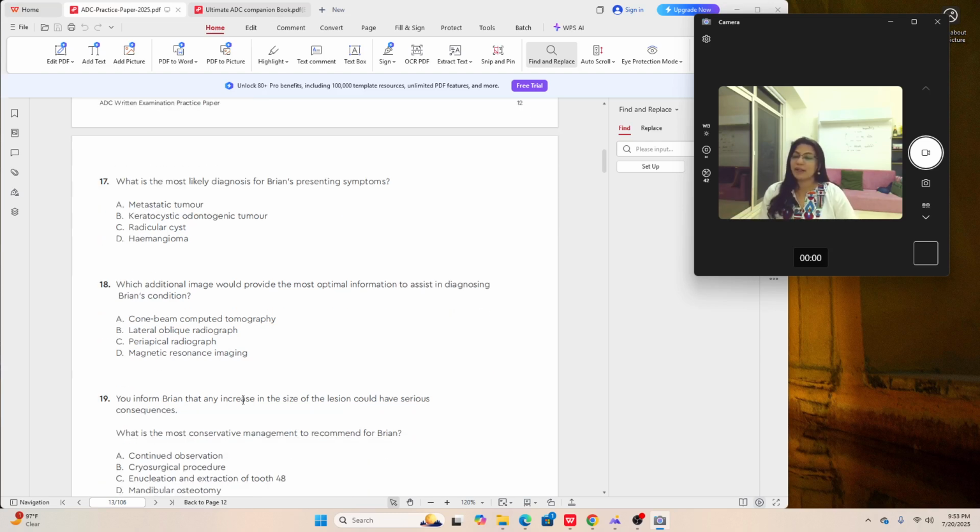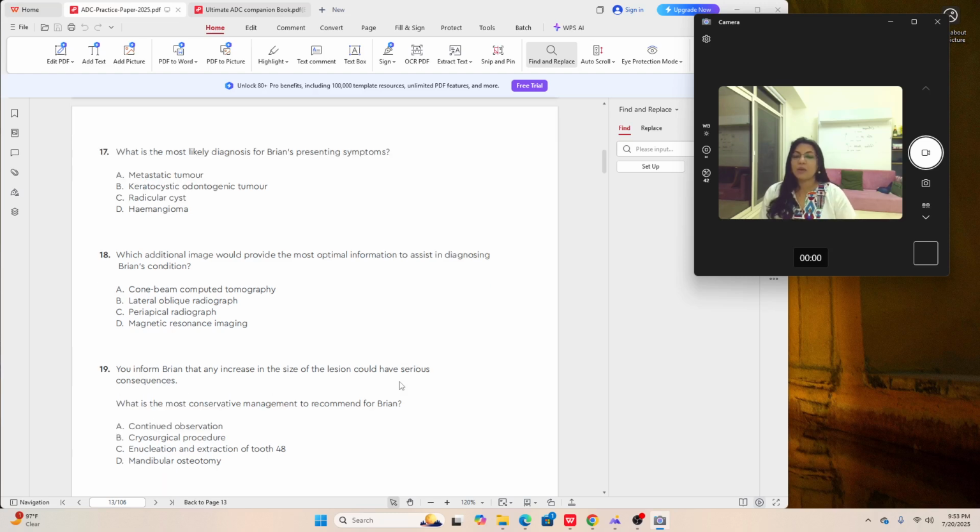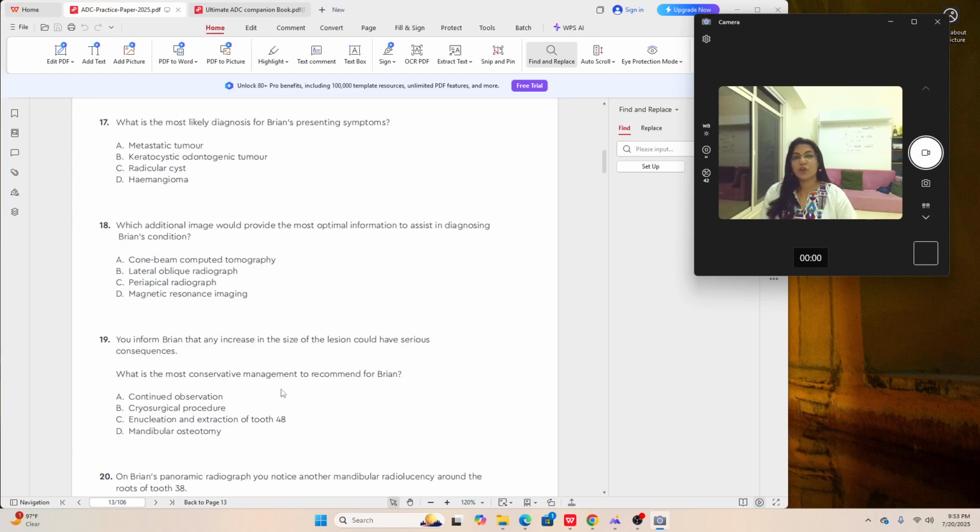You inform Bryan that any increase in the size of the lesion could have serious consequences. It can fracture. What is the most conservative management to recommend for Bryan? Most conservative management. Continued observation is definitely not the answer here. The more you wait, it's just going to lead to fracture of the bone. You saw the lesion, like there's barely anything left in the bone.